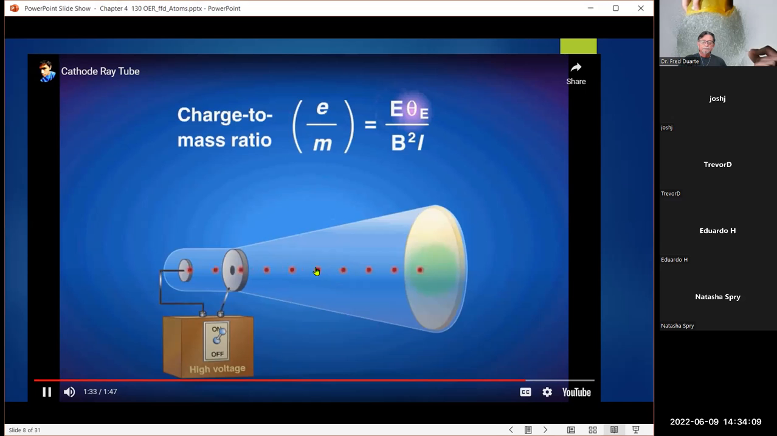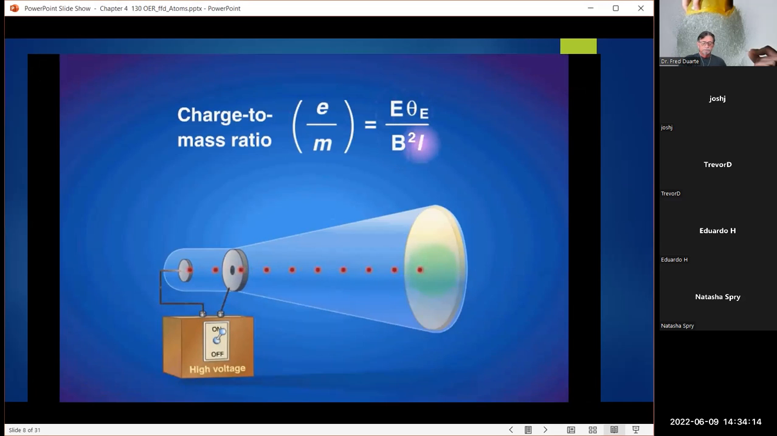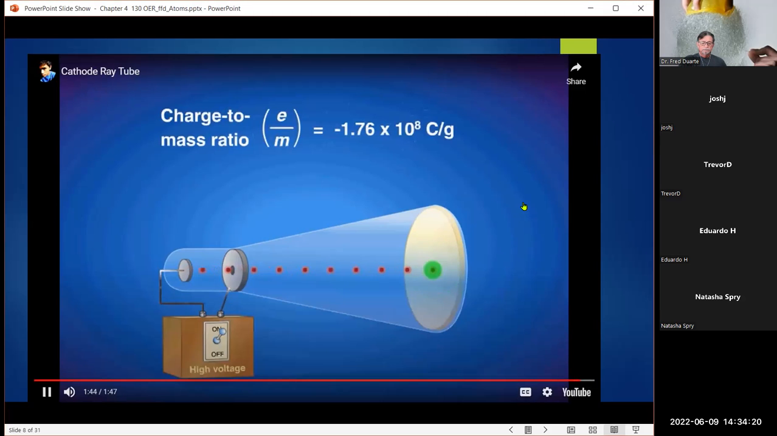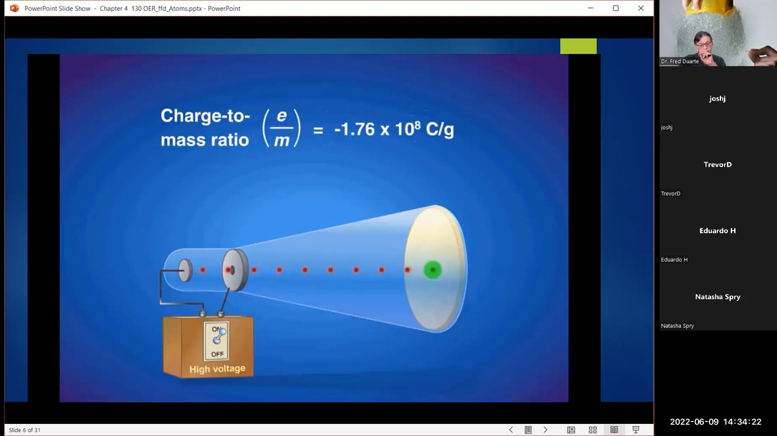Deflection. B is the applied magnetic field, and L is the distance traveled by the cathode rays. Thomson determined the charge-to-mass ratio of an electron to be negative 1.76 times 10 to the 8th coulombs per gram.